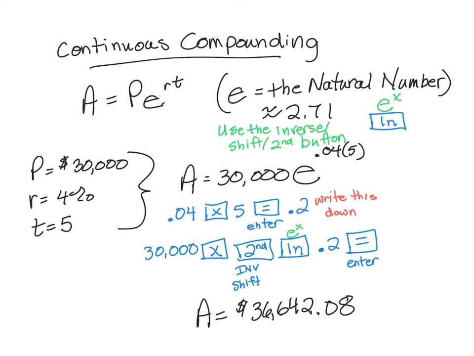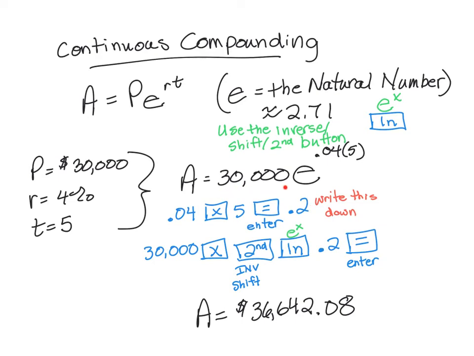I wrote that down. So for the same numbers that we had before, I've got my principal, and I write down E. The R is 0.04. Never use that percent. You always make it a decimal. So you're making it smaller by 2 decimal places for 5 years. So I'm going to plug in the 0.04 times the 5, calculate that, and write it down.